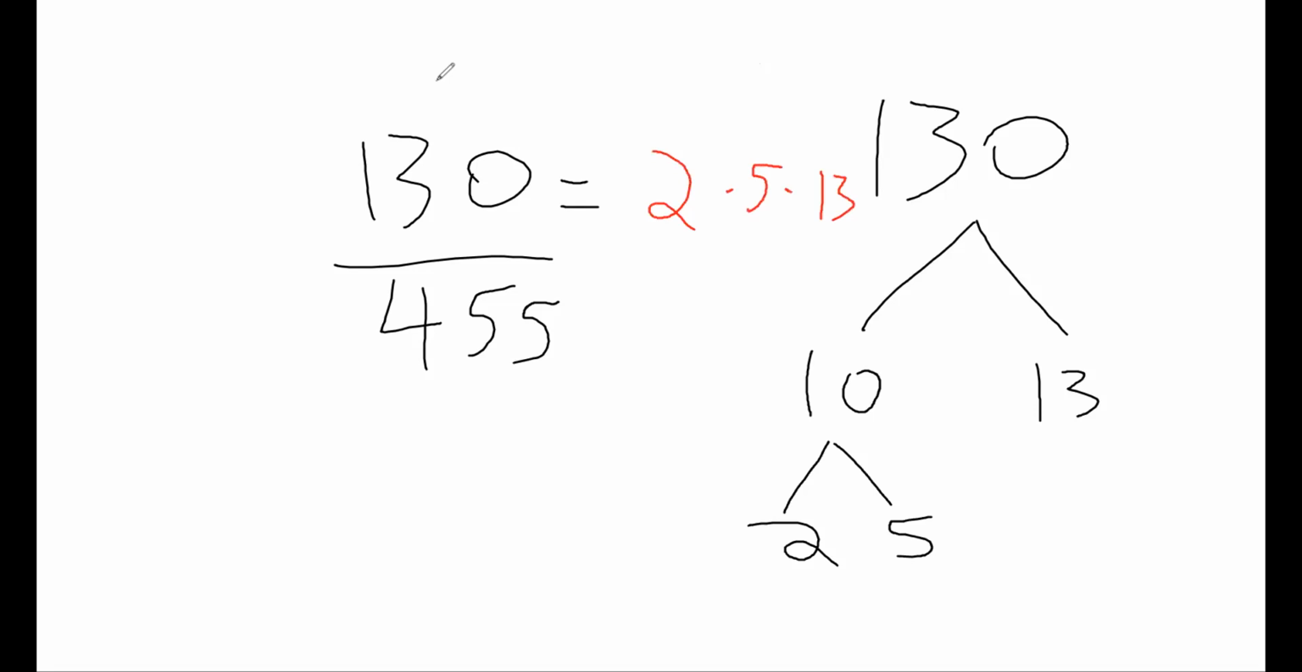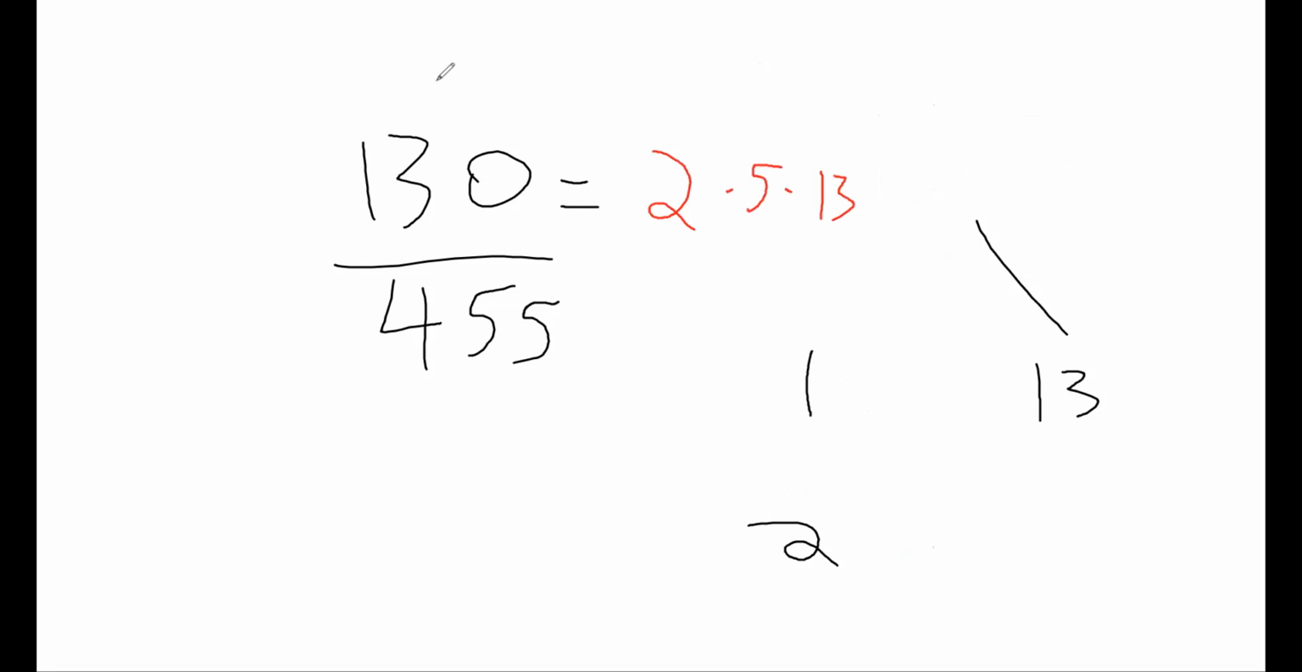So yeah, we can write it as 2, 5, and 13. You erase. There we go. Now let's deal with the bottom number, the 450. 455.